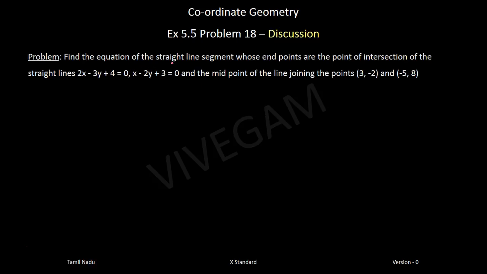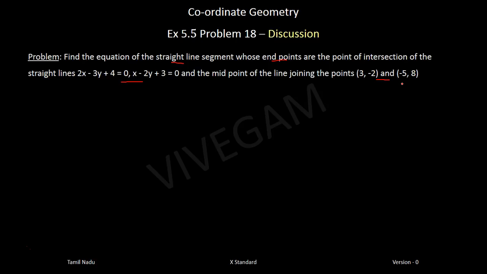So we are asked to find the equation of the straight line whose endpoints are the point of intersection of these two lines, and the other point is the midpoint of these 2 points. Okay, so these are the 2 points. Once you know 2 points, then it is basically using the 2-point form of the straight line to get the required equation. You got it?